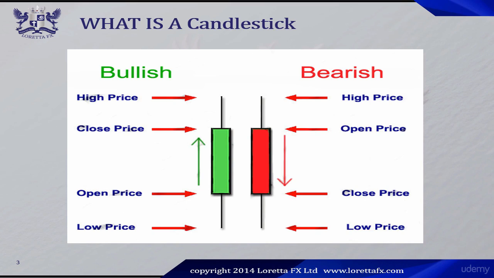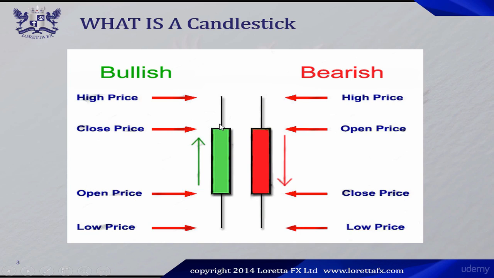Now here we have two Japanese candlesticks. We have a bullish candle and we have a bearish candle. With Japanese candlesticks, we have what's called the closing price, the opening price, the low price, and the high price. Bull candles are candles that go up, okay? They have the opening price near the low. So they open down here and they close here.